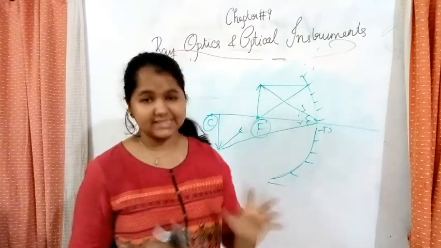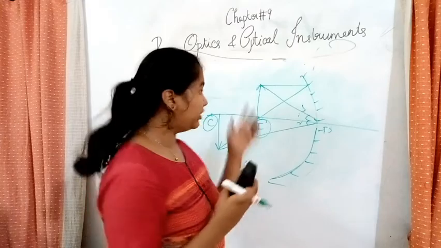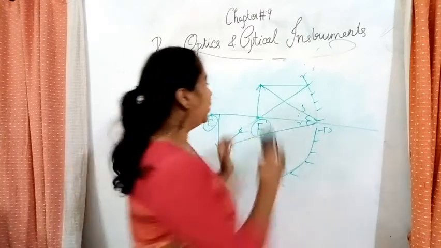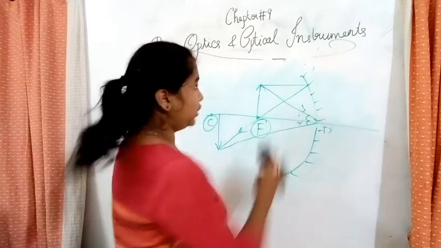And the next and last case to discuss under concave mirror reflection is when this object is placed between the pole and the focus. So let's see how that is.